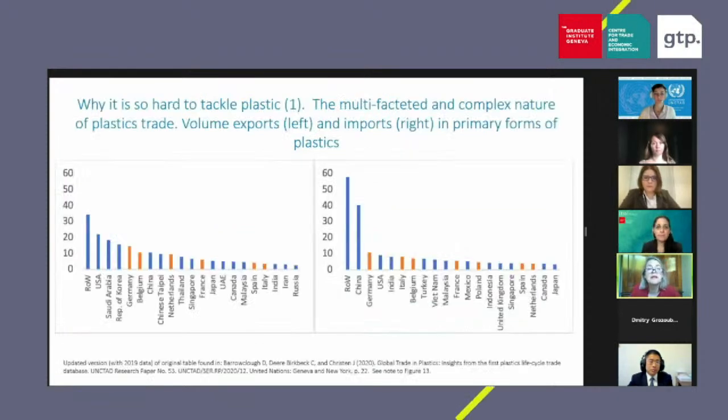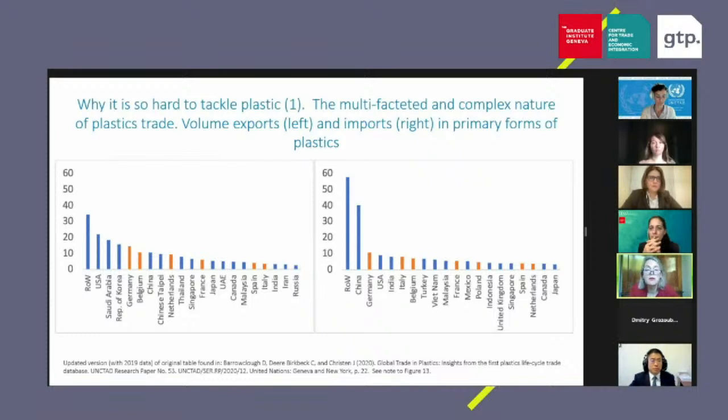Now, I just want to move on, thinking about why is it so hard to tackle plastic? As I mentioned before, it's multifaceted and complex. It's a very difficult and subtle sector, an enormous sector. On the left-hand side here, we're looking at the volume of exports of primary plastic, and on the right-hand side, we're looking at the imports. And what we see is that many countries are both importers and exporters. And this is only the primary. This is only step one of that global value chain. When we go through all the steps, right up to step 5, we see that countries are both importers and exporters, often to varying proportions.